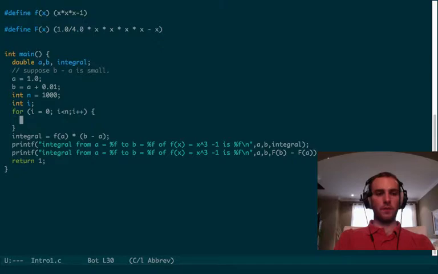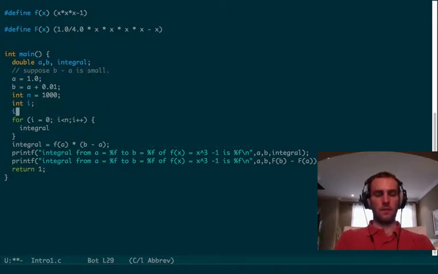Alright, so what would it look like? Well, integral equals 0 at the beginning, and then every time you will add a little bit. You will add something like this, right? f of something times the difference of something.